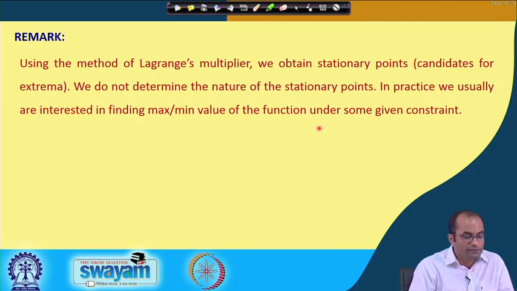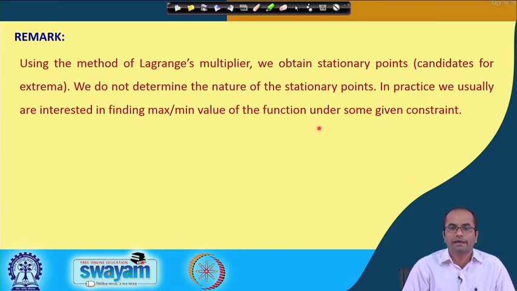And the remark here is that using this method of Lagrange multiplier, we will obtain the stationary points, or rather we call them the candidates for the extrema. These will be the candidates for the extrema. We will not compute the behavior of these points, whether it is a point of local minimum or local maximum.